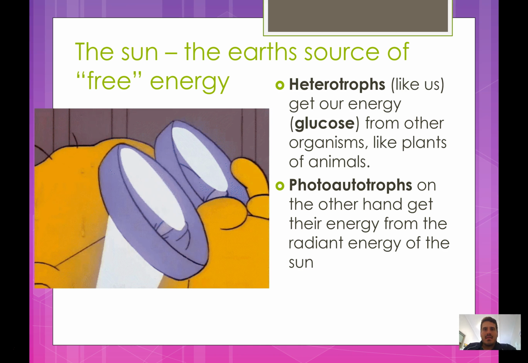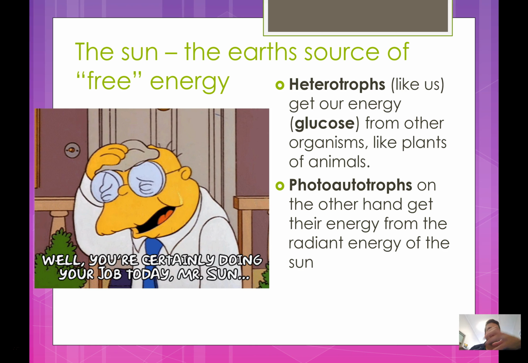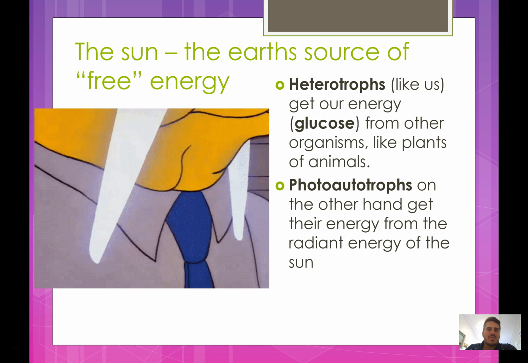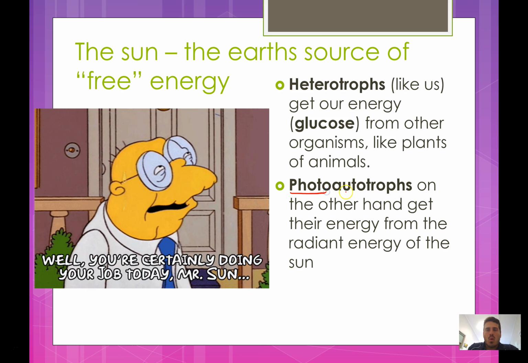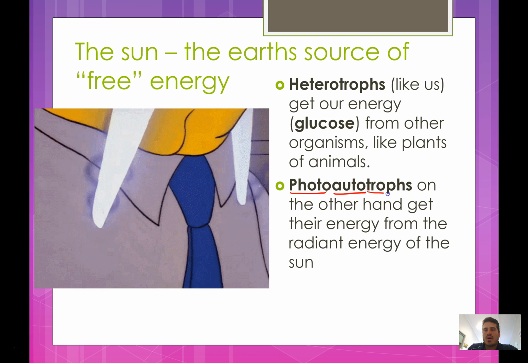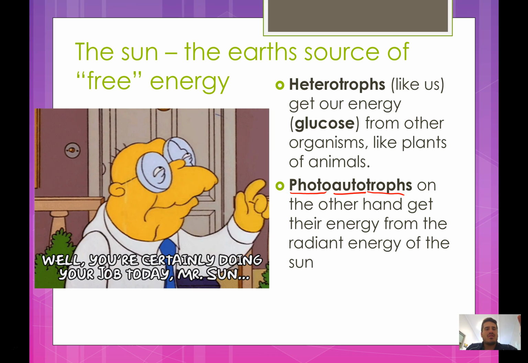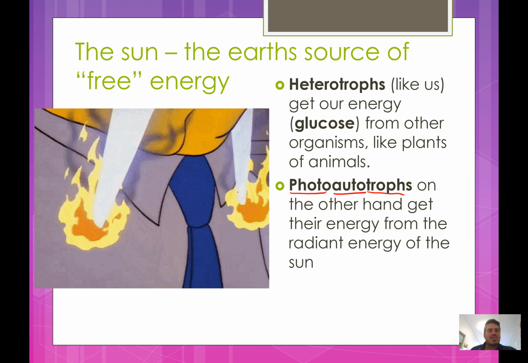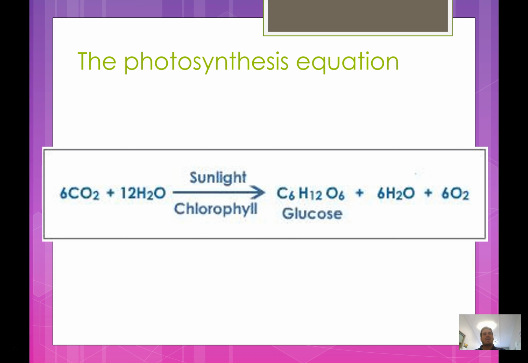So heterotrophs, like you and me, actually get our energy, glucose, from other organisms. So, for example, by eating plants or animals. Okay, photoautotrophs, on the other hand, photo meaning light, auto meaning producing their own, trophs meaning energy, actually get their energy from the radiant energy from the sun. Okay, so here we have the sun doing its job, which is providing energy. Okay, so plants get this sunlight and use it to undergo that process we call photosynthesis, okay?